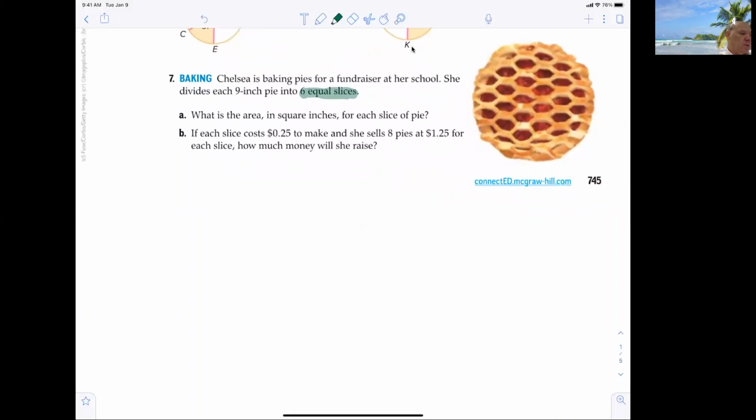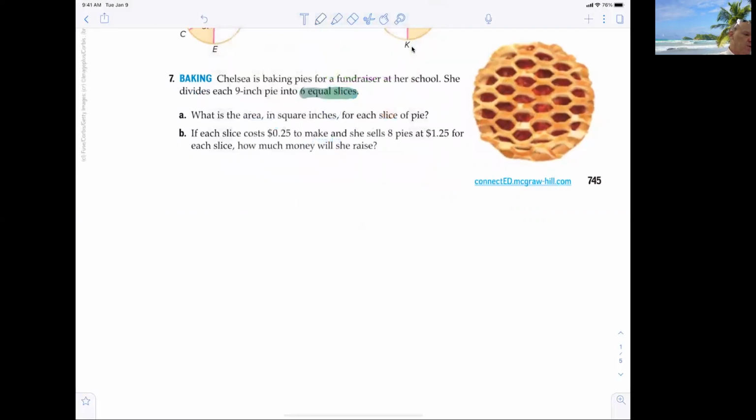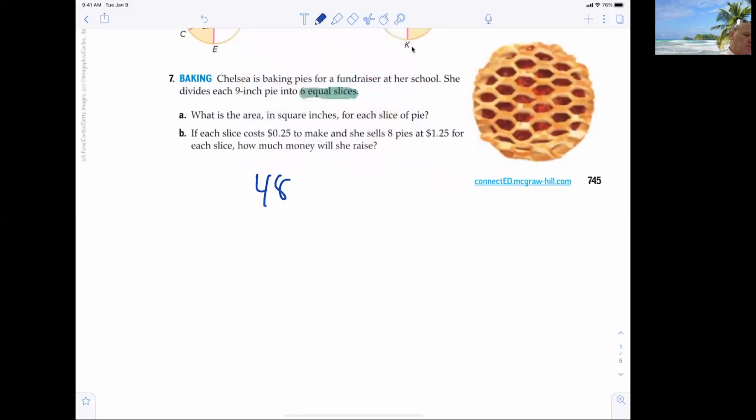Or 48. Right. So to me, that was just 48 times $1.25, right? Yes. So tell me what that is. So she's going to make $60, but it's each slice.